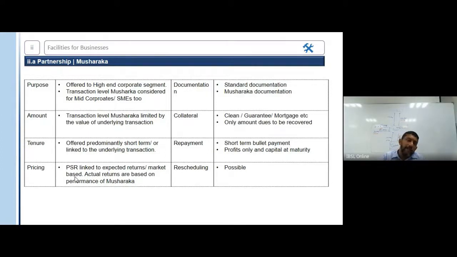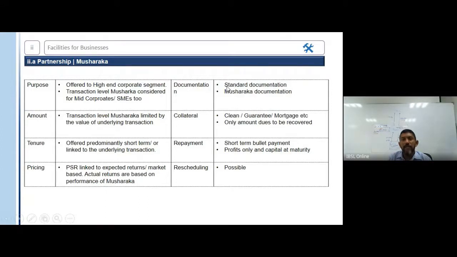Looking at that rate, it is up to the CRM to structure the Musharaka in such a way, or work out the Musharaka PSR, so that the expected return will come more or less based on the Musharaka terms. So actual return will be based on the realized performance of the Musharaka, but the CRM, the bank, will work out, based on its expected returns, a PSR which will give the bank a similar return as what it is expecting.